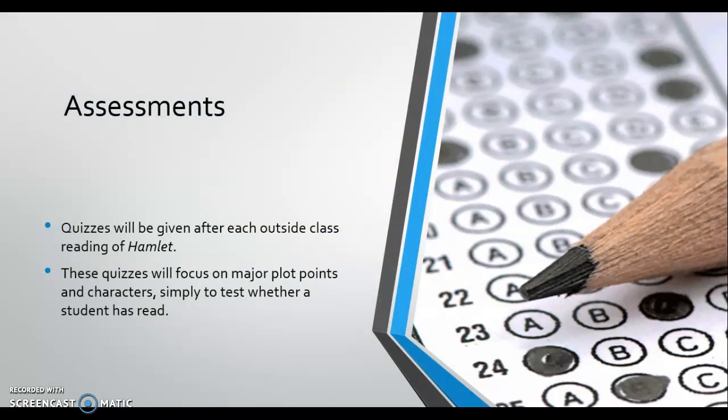So there will be two main ways that we will be assessing during this lesson. The first will be a series of quizzes that will be given after each of the outside readings of Hamlet. And these quizzes will be very simple. They're just here to focus on whether or not students have actually been keeping up with the readings outside of class. And they will mostly focus on major plot points and characters. So very simple aspects of the story that if students have been keeping up with, they should be able to easily answer and get points for.